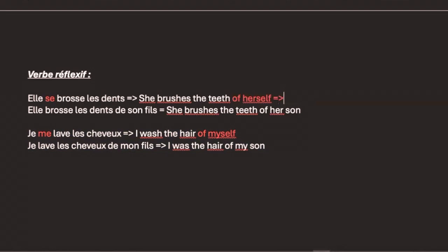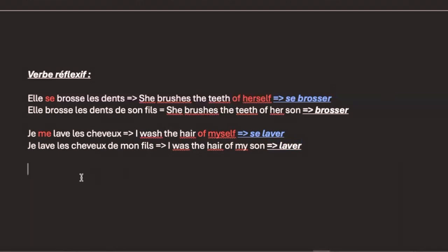So here, the verb is going to be se brosser. And that's kind of important. And here, I'm going to put a different color, blue maybe. And here, the verb is going to be brosser. So you see, there is no reflexive pronoun here. Okay? Brosser. Here, the verb is going to be se laver. And here, the verb is going to be laver. So, both of those verbs look very similar, but the meaning is very different. Okay? The one with the pronoun, that means it happens to oneself. The one with no pronoun, that means it happens to someone else.